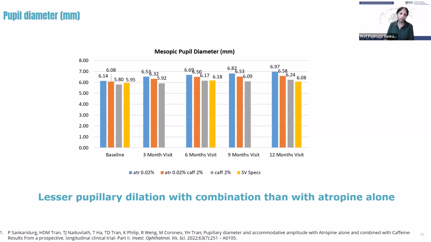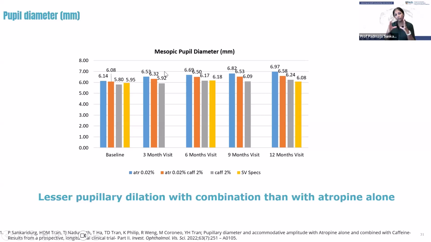We also checked the mesopic pupillary diameter. Now, with mesopic pupillary diameter, the pupils are generally large, so the differences are a little more difficult to appreciate than what we saw with the photopic pupillary diameter. So we see here that the mesopic pupillary diameter is approximately 6 millimeters across the groups. But again, we see a similar pattern.